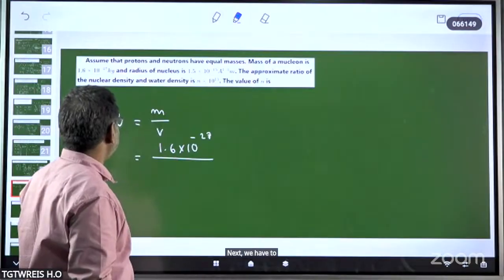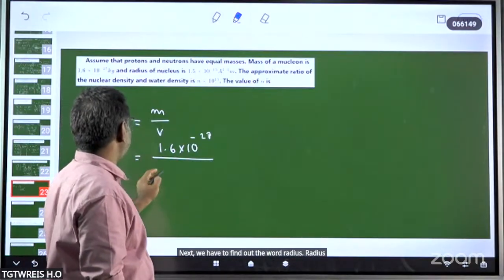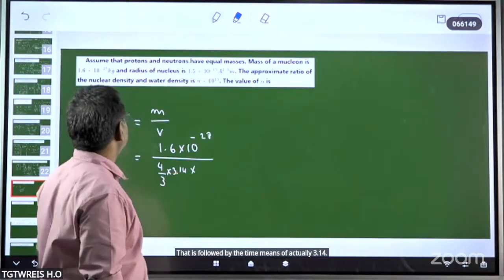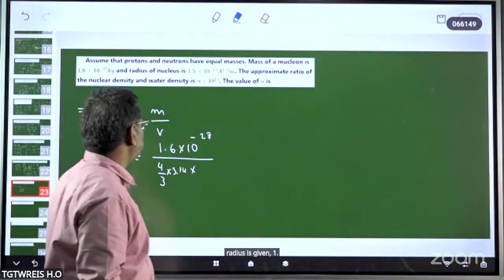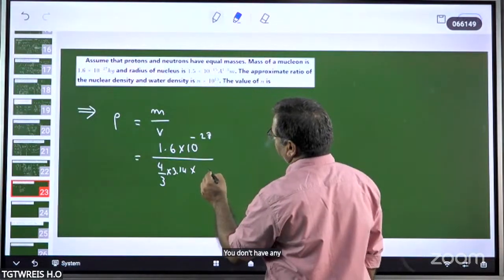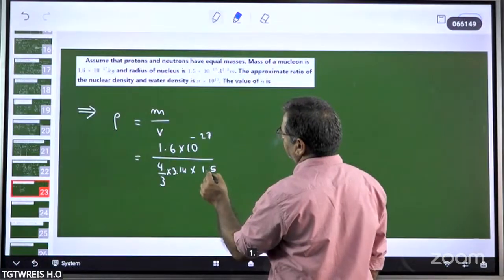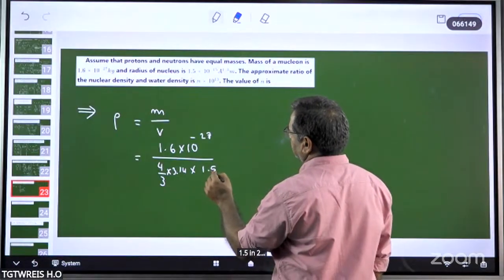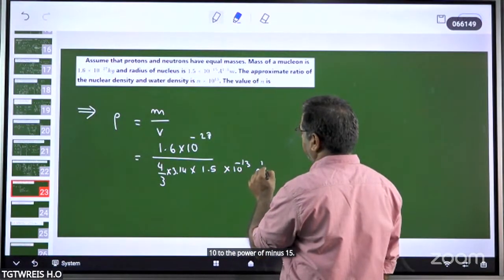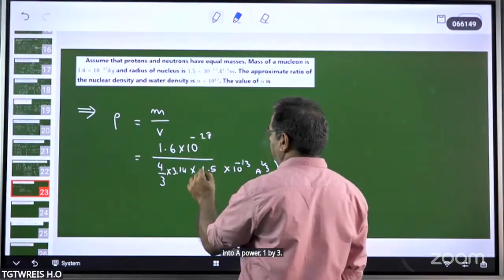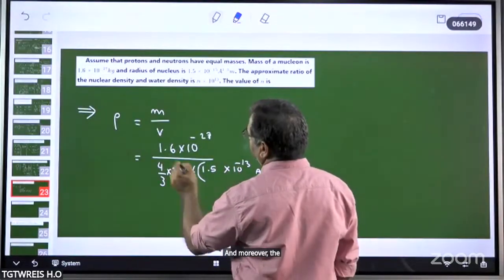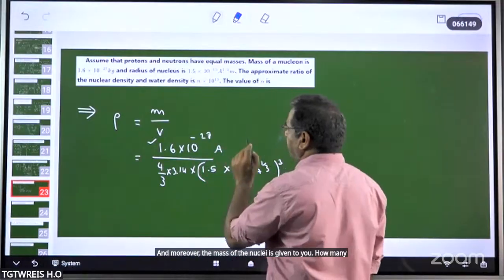Next, we have to find the volume from the radius. That is 4 by 3 pi, where pi is 3.14. The radius is given as 1.5 into 10 to the power of minus 15. So you have to write the whole thing, you don't have any other choice: 1.5 into 10 to the power of minus 15 into A to the power 1 by 3, and I think this I have to cube. And moreover, the mass of the nucleus is given to you. How many nucleons will be present? A.